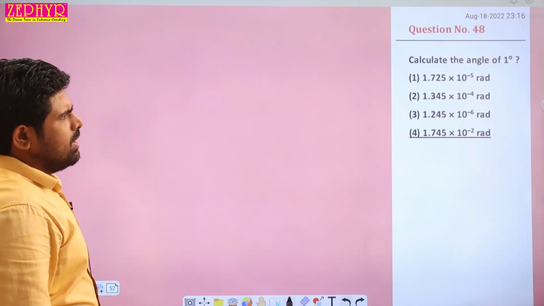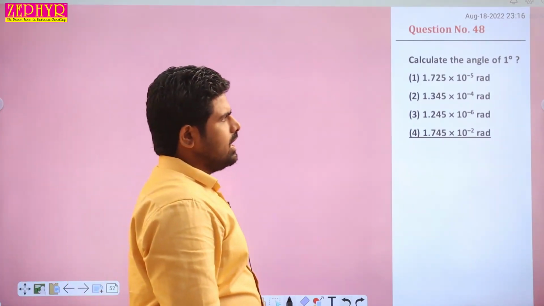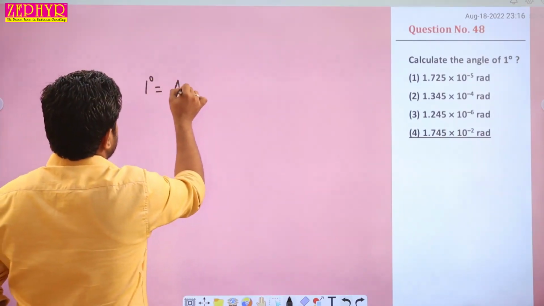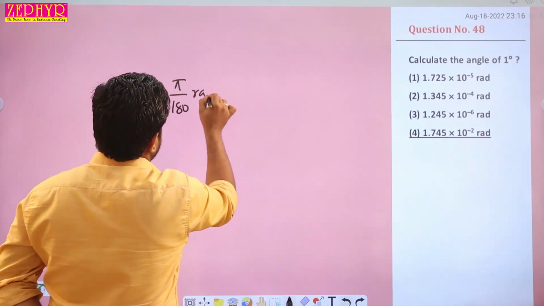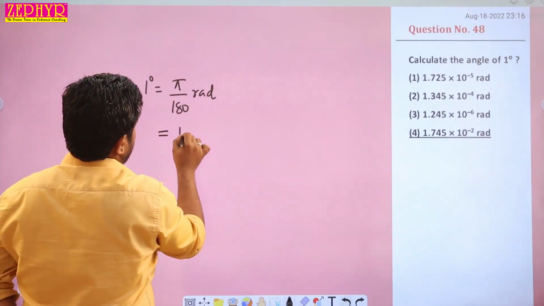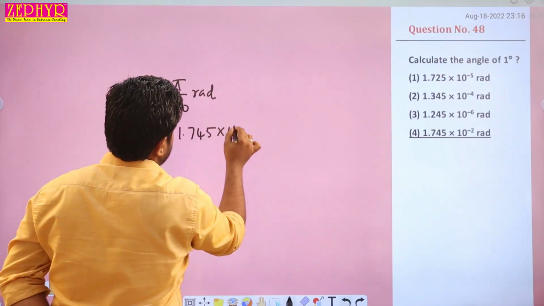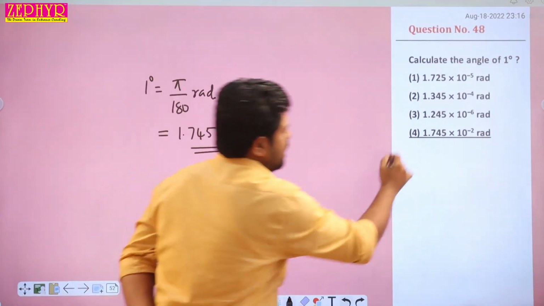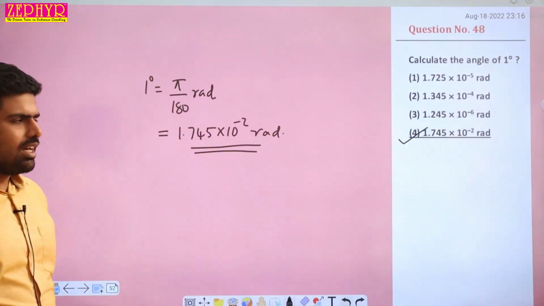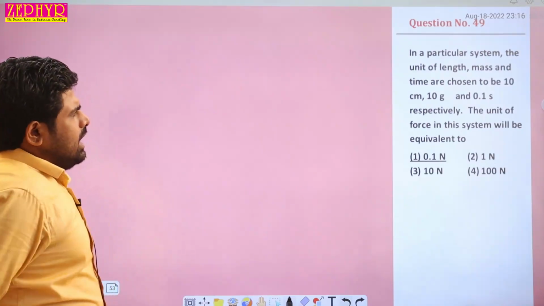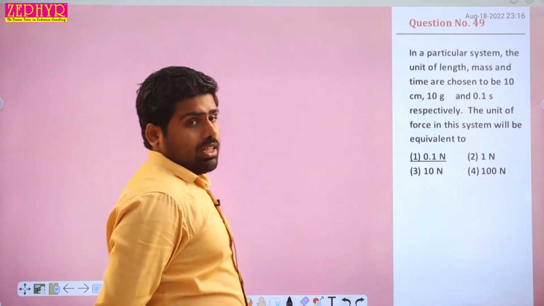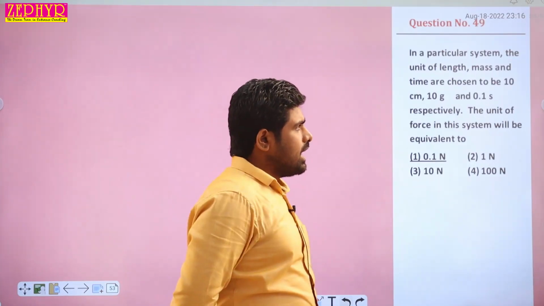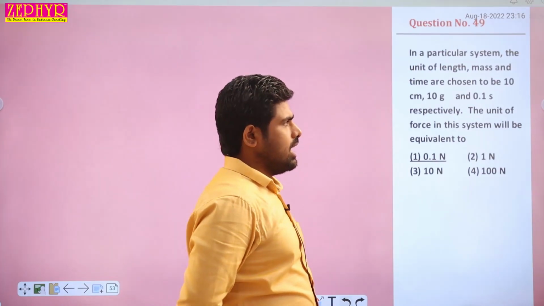Then question number 48: calculate the angle of 1 degree. We know 1 degree is equal to pi by 180 radian, which is 1.745 into 10 raised to minus 2 radian numerically. So option 4 is the correct answer. Then, in a particular system, the units of length, mass and time are chosen to be 10 centimeter, 10 gram and 0.1 second respectively.